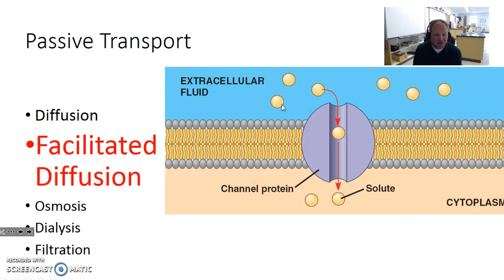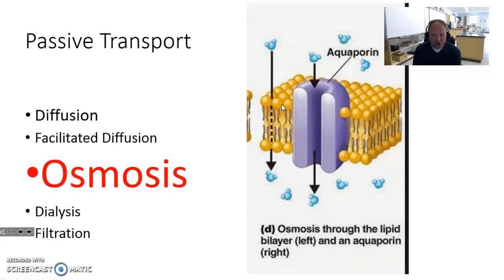So now let's go to osmosis. If you look at your picture, you're going to be like, wow, that's just like facilitated diffusion. You're right, it is. It still needs a protein to go through. It's still going from high to low. The whole point of this one is water has a charge.